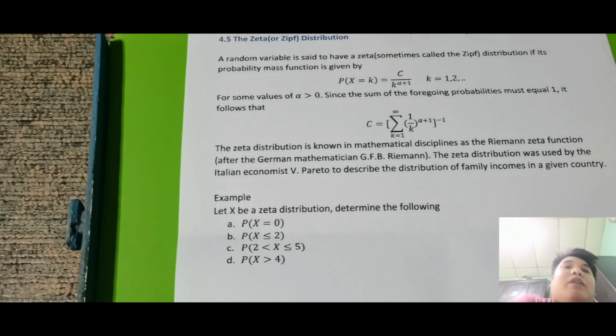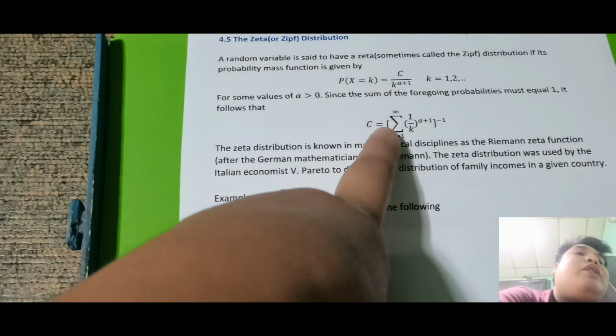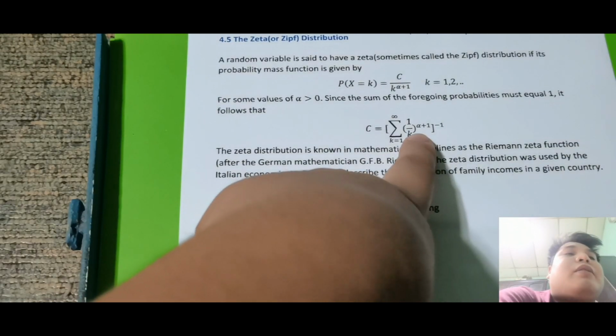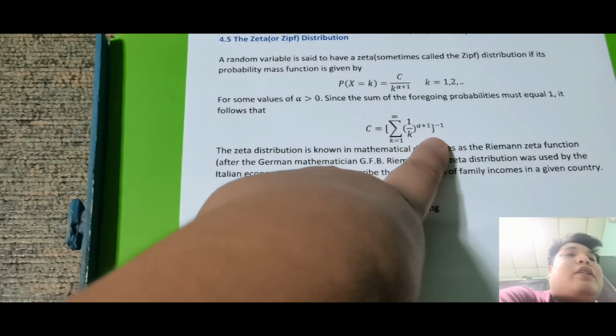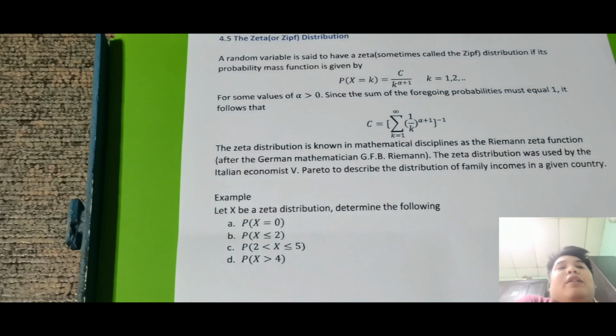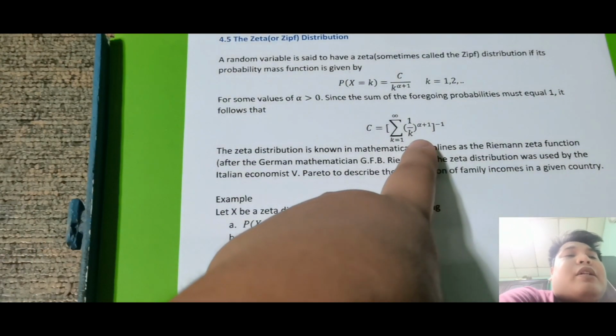Then for some values of alpha greater than 0, since the sum of the foregoing probabilities must equal 1, it follows that yung c daw na yan is just the summation for k is equal to 1 up to infinity ng 1 over k raised to alpha plus 1, raised to negative 1. Okay, so kung paano bang ginawa yan, I guess tama lang naman siya dito.